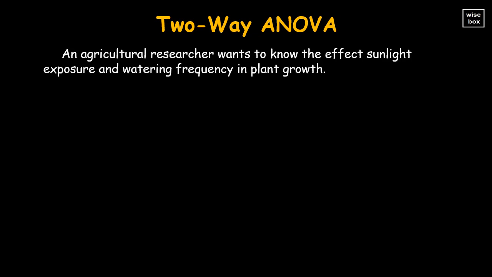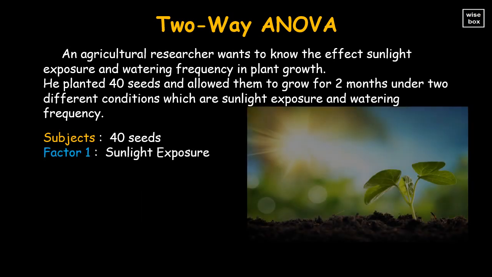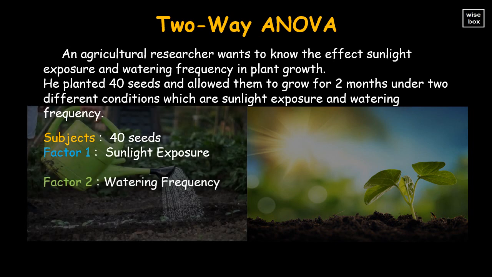Let's have an example for the two-way Anova. An agricultural researcher wants to know the effect of sunlight exposure and watering frequency in plant growth. He planted 40 seeds and allowed them to grow for 2 months, under 2 different conditions, which are sunlight exposure and watering frequency.